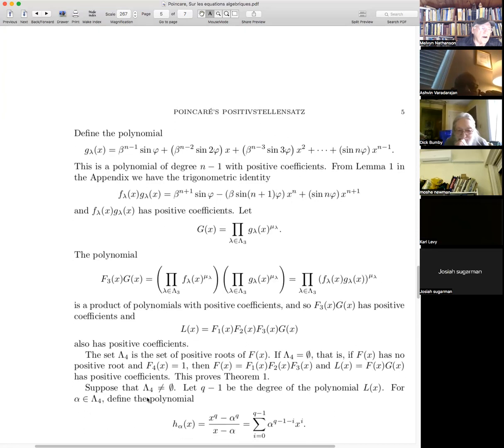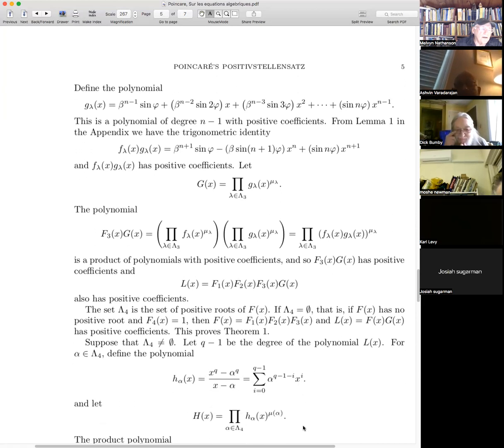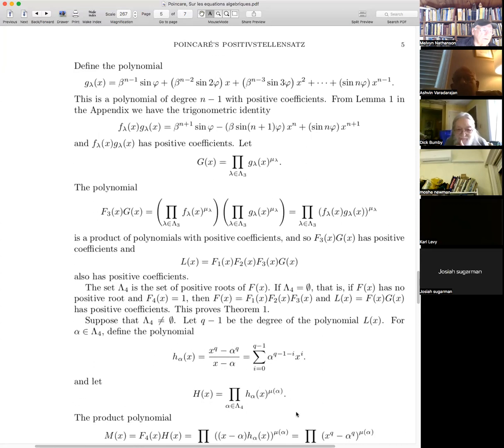Now, for every alpha that is a positive root, take the polynomial h alpha, which is x to the q minus alpha to the q over x minus 1. It's this polynomial of degree q minus 1. Yeah, you meant x minus alpha, of course, not x minus 1. Yeah, sorry, yes. X to the q minus alpha to the q over x minus alpha. Exactly what I wrote. And take capital H of x to be each of these polynomials raised to the multiplicity mu of alpha.